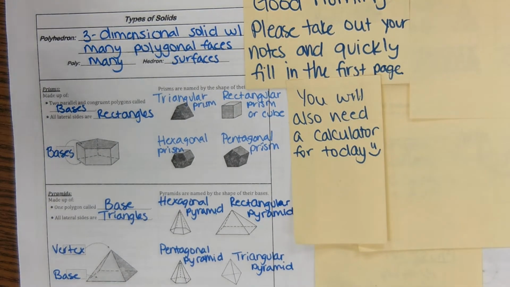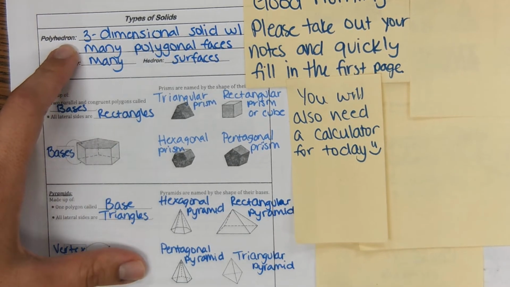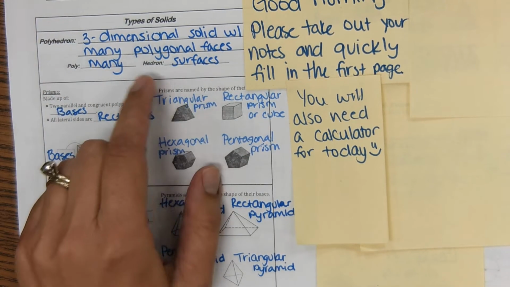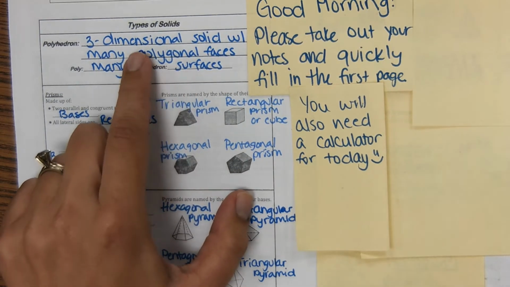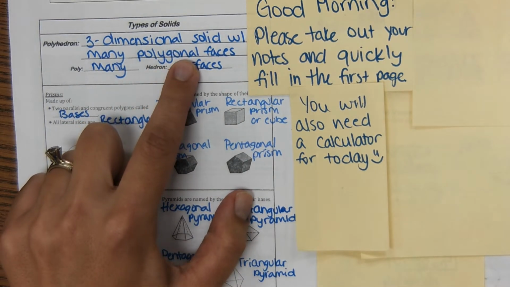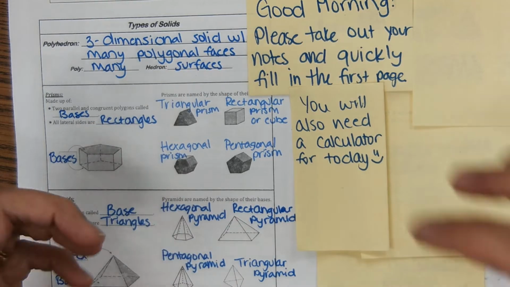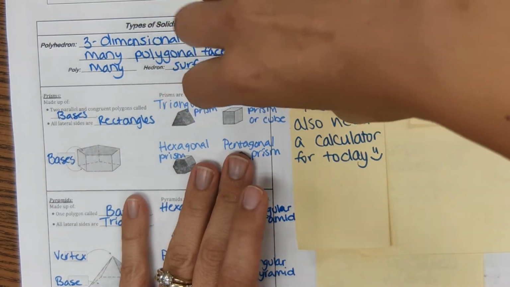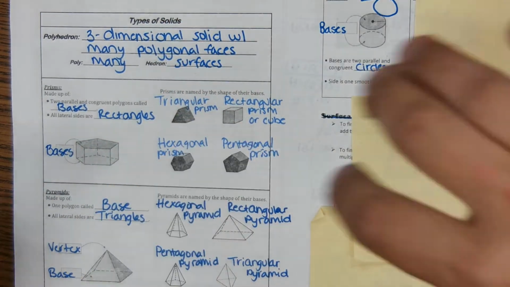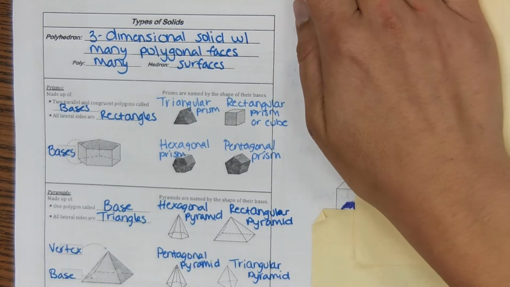Okay, so the first thing you wrote down was the definition of polyhedron. Polyhedron means many surfaces if you break it up into the root words. It's a three-dimensional solid with many polygonal faces. So all the faces have to be polygons. Polygons have straight sides.